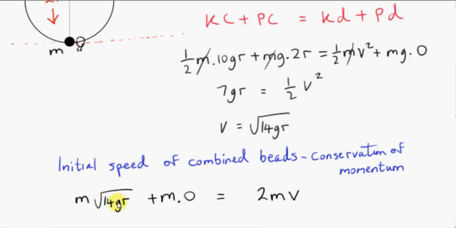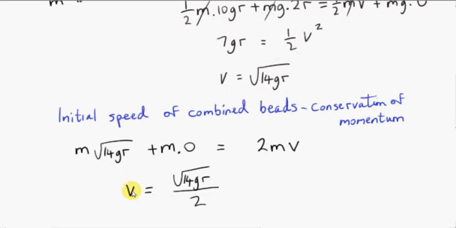So mass times speed before, well, that's the total momentum for both beads, equals mass times speed immediately after the collision. So we get V equals root 14 GR over 2. So the combined mass, the 2m mass, has actually half the speed of the first bead. That kind of makes sense. So the mass doubles, but the speed halves to conserve momentum.